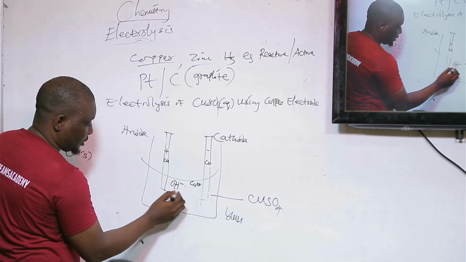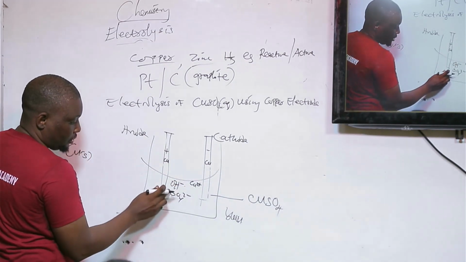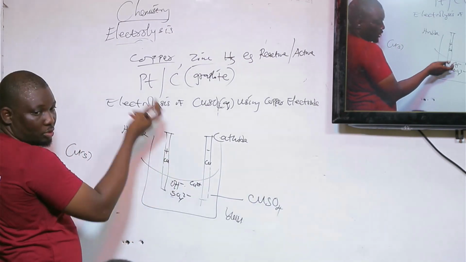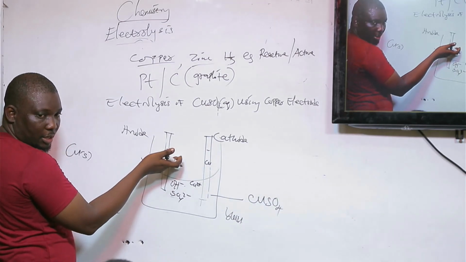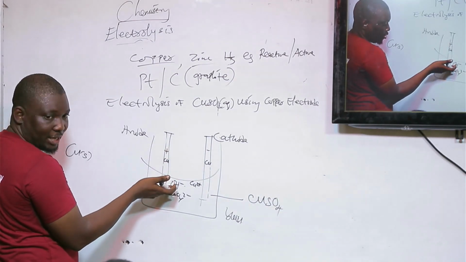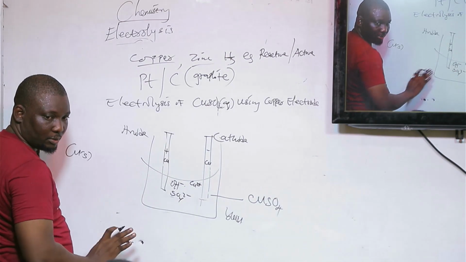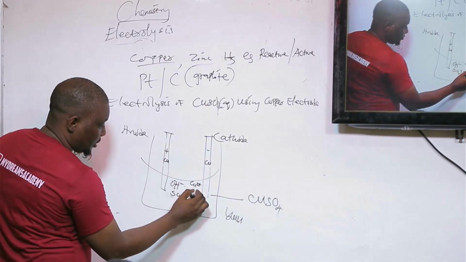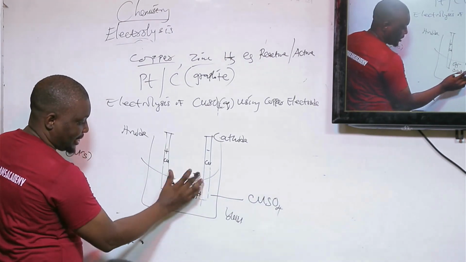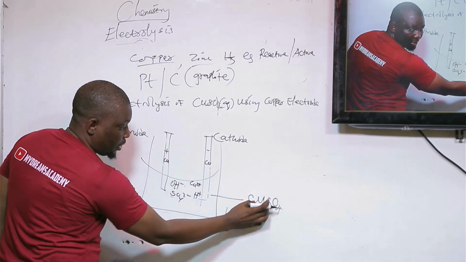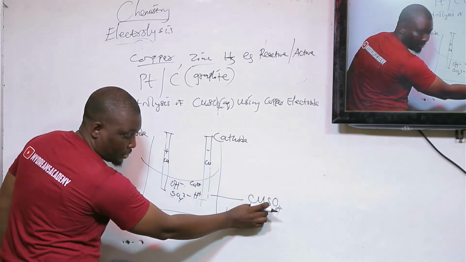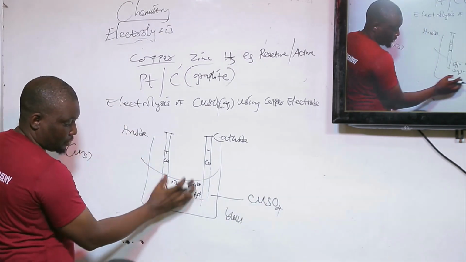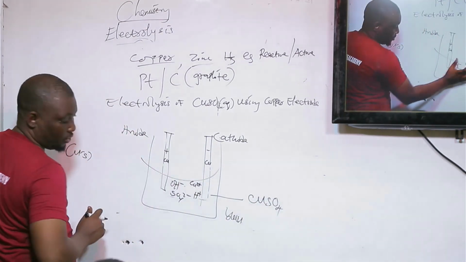That is the principle. This one will easily come up and get itself discharged, because it is more mobile than this, being lower in the series. Then that means H from water remains. These are the ions present when you add water to this electrolyte. The electrolysis process will be like this.